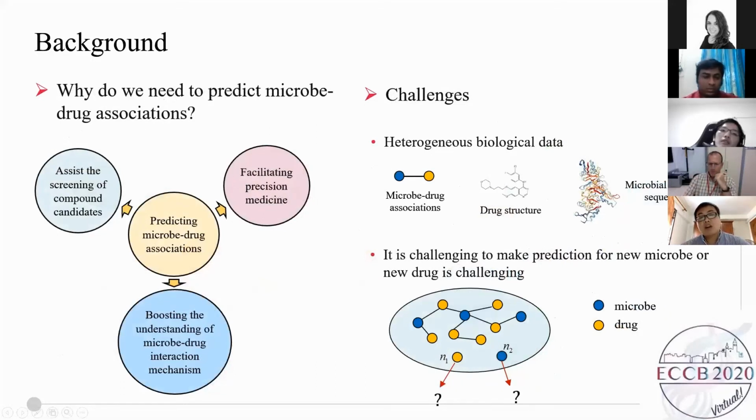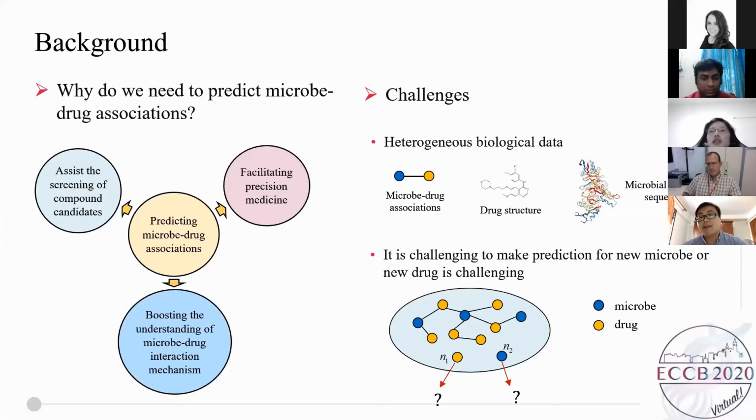Nowadays, the development of new drugs is greatly slow. Moreover, the problem of drug resistance is increasingly serious. So there is an urgent need to develop effective methods to predict micro-drug association. In silico method of identifying micro-drug association is an alternative strategy. There are many advantages to predict the micro-drug association, such as assisting the screening of compound candidates for drug discovery and facilitating precision medicine. However, it is challenging to predict the micro-drug association.